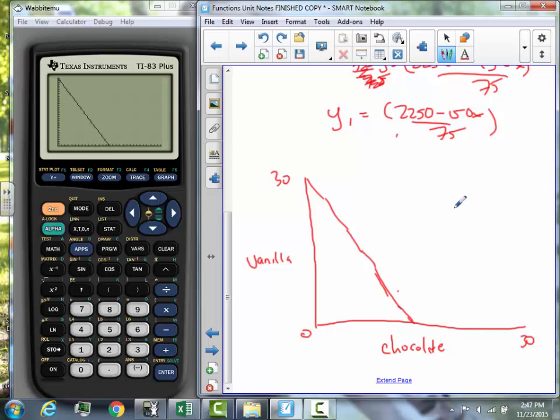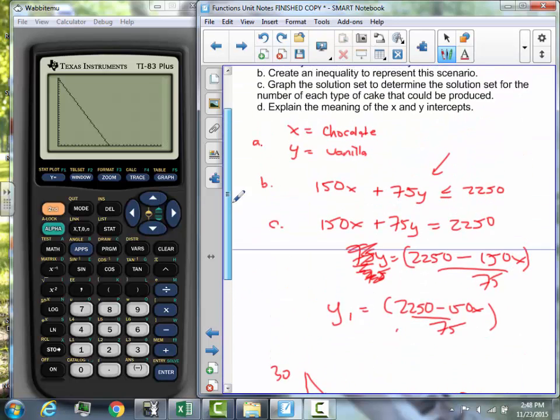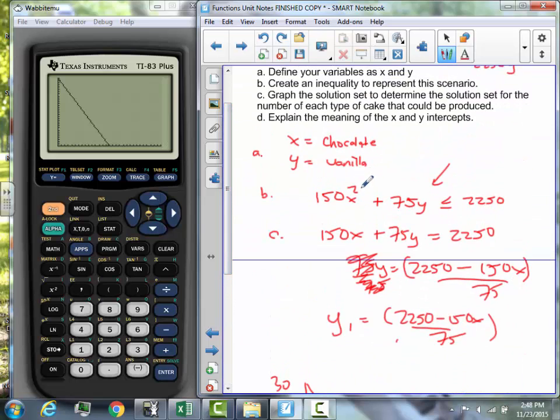I'm going to pick a point way out here. 25 and 27. Does the guy have enough stuff to make 25 chocolate cakes and 27 vanilla cakes? I doubt it. I think he's going to run out. But let's just confirm. If I go back to my inequality and I plug in 25 and 27, like I'm just making up random numbers here, is that number actually going to be less than 2250? Probably not.